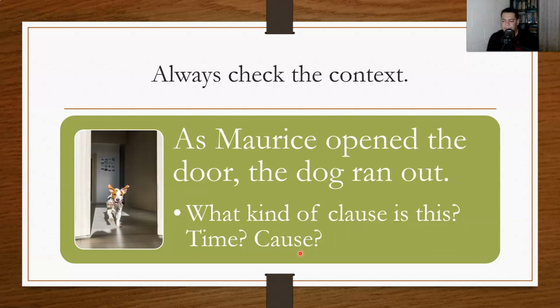Now, check this example. As Maurice opened the door, the dog ran out. What kind of clause is that? Is it an adverb clause of time? Or is it an adverb clause of cause? With this information, we cannot tell for sure if it's an adverb clause of time or an adverb clause of cause. That's why we need to check the context.